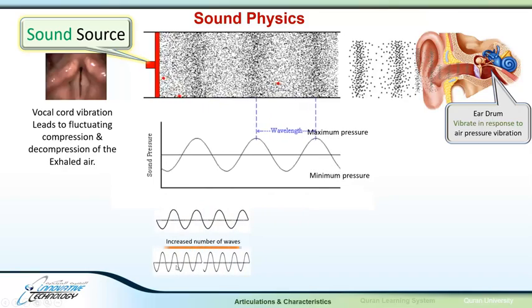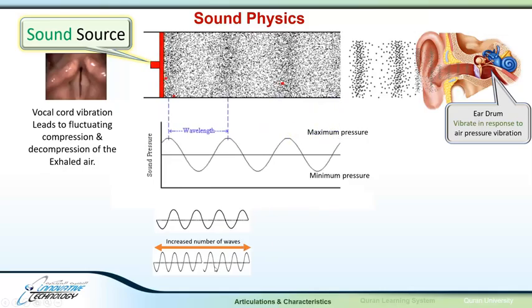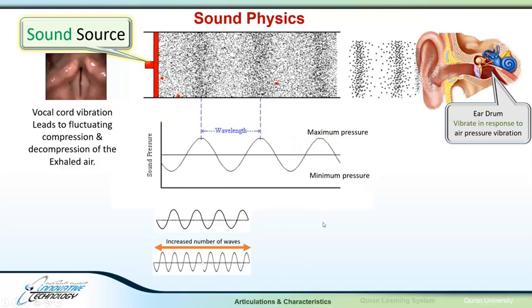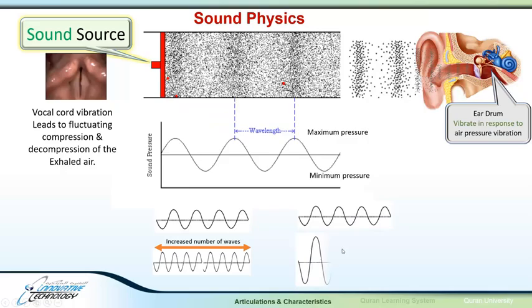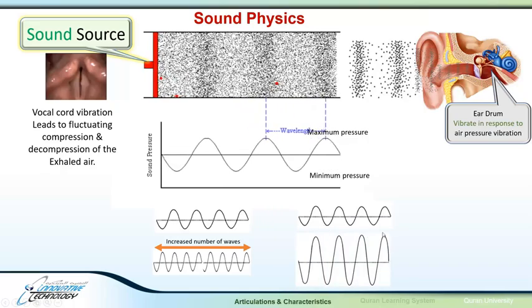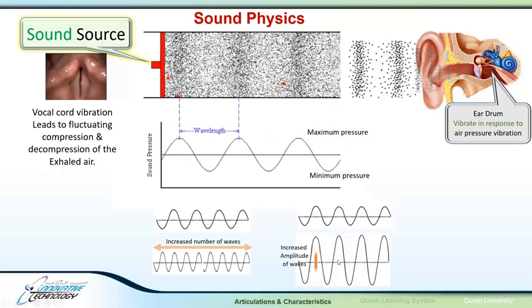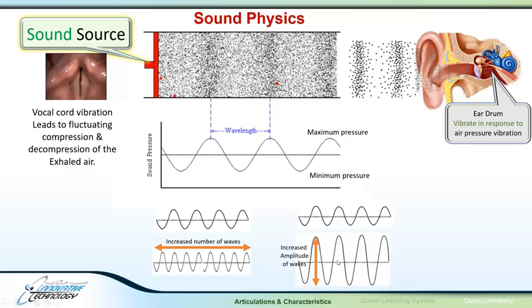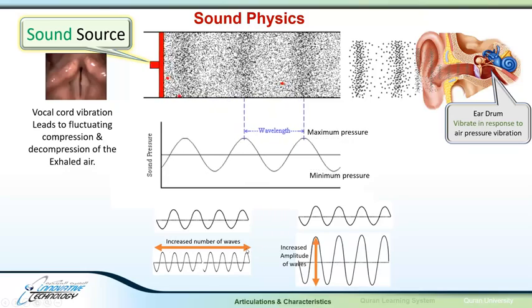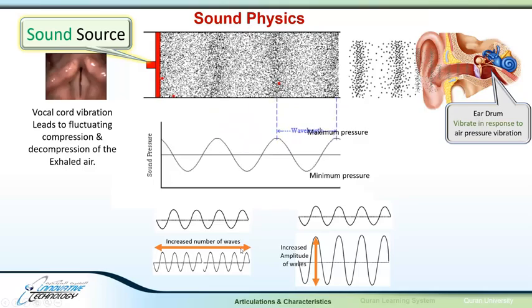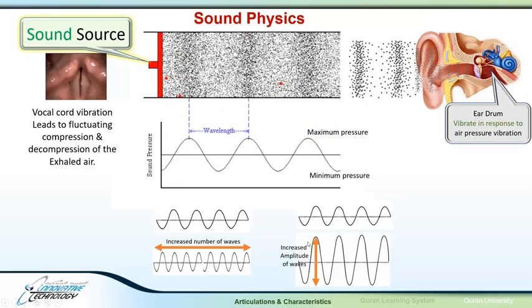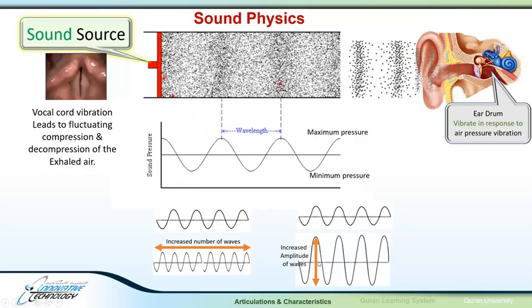We'll realize that there is an increase in the number of the waves in the lower sound wave. Now let's look at these two, the upper one here and the one below here. The number of the sound waves is the same, but there is an increase in the amplitude. So in the first one, there is an increase in the number of the waves, which we call the frequency, while in the second one, there is an increase in the amplitude, the height of the wave.